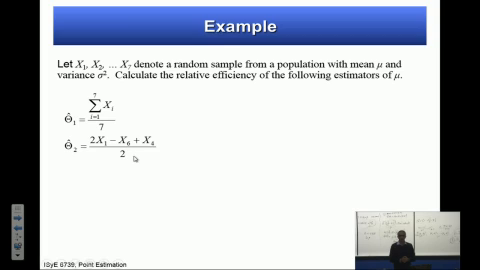Why? Exactly. I'm using better information of the sample that I have. I'm using all 7 bonds instead of using only 3 of them.